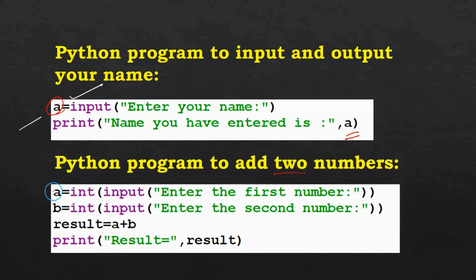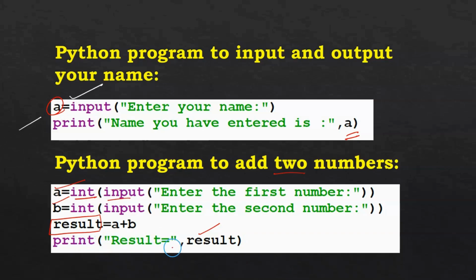Next, a Python program to add two numbers. Two numbers means we want to get two numbers. A number is an integer data type, so we are getting that with int of input, enter the first number, and int of input, enter the second number. We are adding the first number and the second number as a plus b, and storing that in the result variable. Finally, we are printing that variable called result.